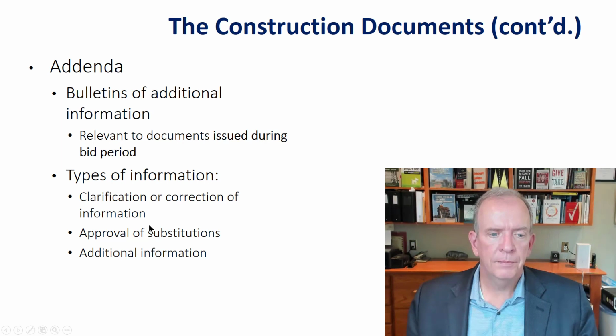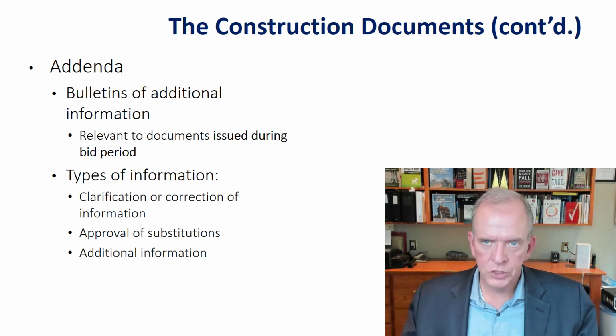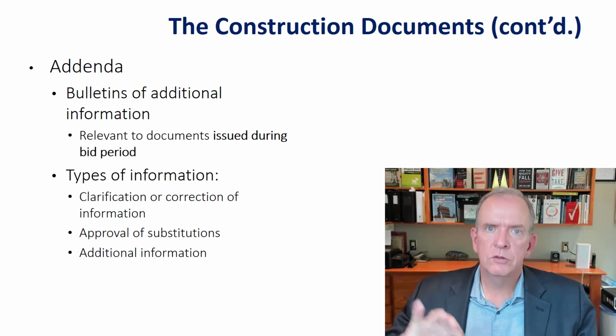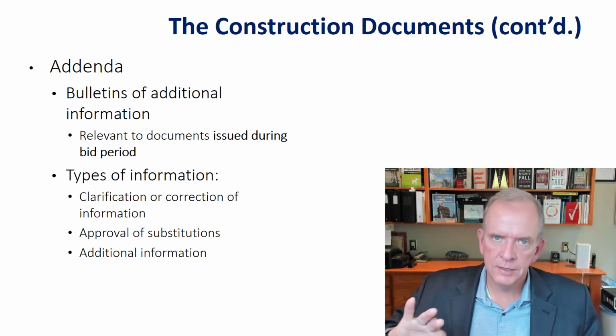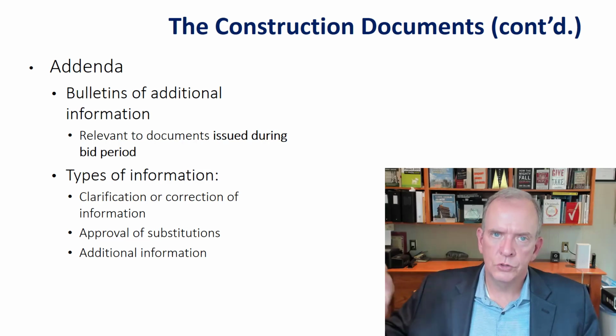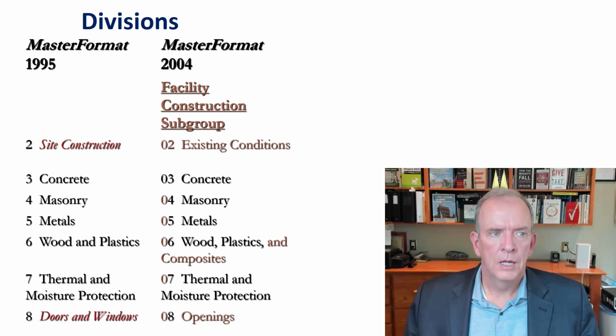Clarification or correction of information, approval of substitution. Somebody may want to know in the bid process, is this acceptable? Or additional information that was missed. That's usually it. And think of an addenda, that's a change that's taking place during the bidding process. A change order is different. That's during actual construction. So an addenda is during the bidding process. A change order is during actual construction. So this gives you a comparison between the two.